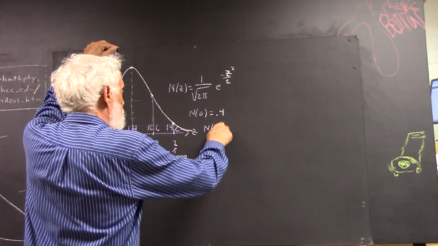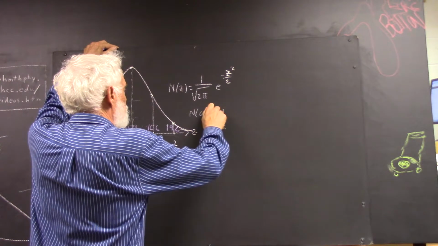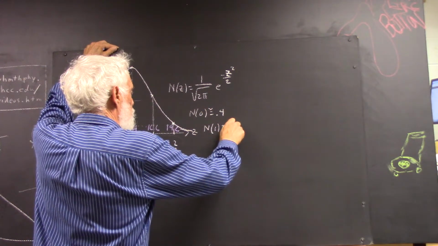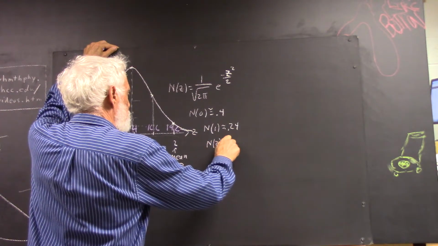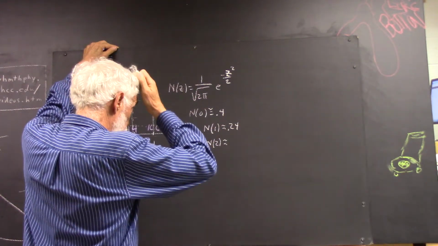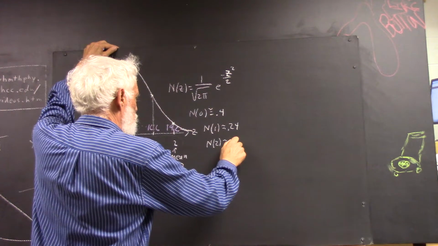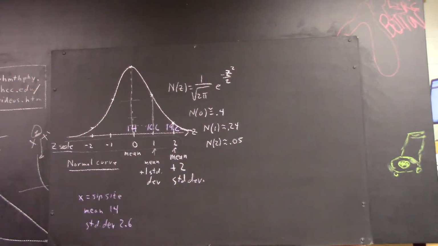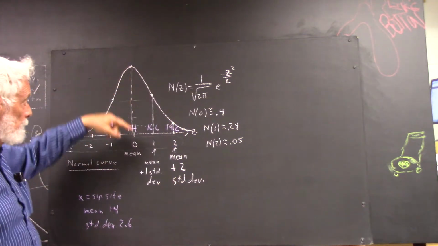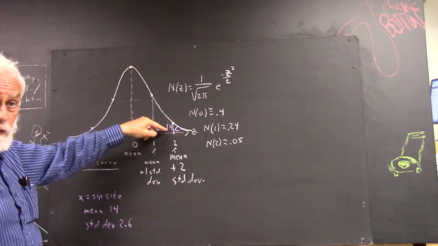N of 1 is approximately, this is approximate, 0.24. And N of 2 is approximately 0.05. Okay? So how could you calculate the approximate area of this region and this region?